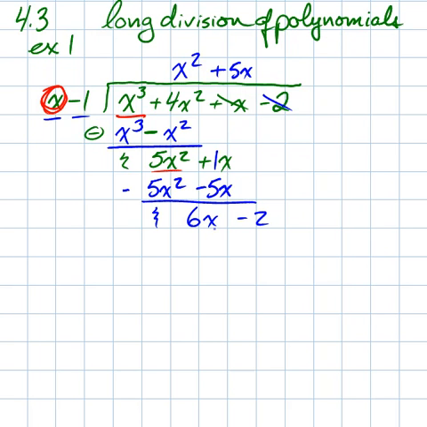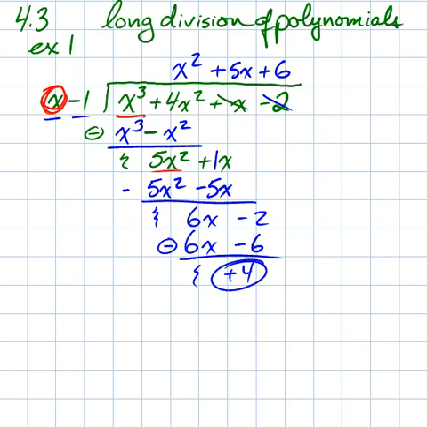What do you multiply x by to get 6x? A positive 6. 6 times x is 6x. 6 times negative 1 is negative 6. Subtract, that's all gone. Negative 2 minus negative 6 is like saying negative 2 plus 6, which is 4. So the question was, determine the remainder. So the remainder is 4, and then write the division statement.